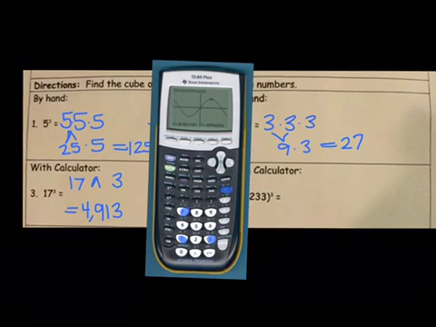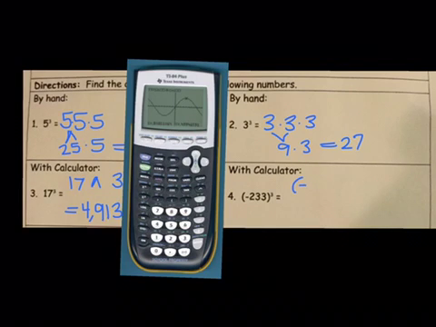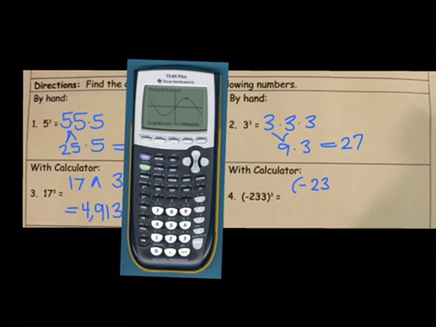For this next one, with a calculator, negative 233 cubed. Tricky, tricky negatives. The way you do that is just as this shows you to do. You need to put in parentheses. So you would do parentheses, negative 233, close parentheses, caret to the third power.